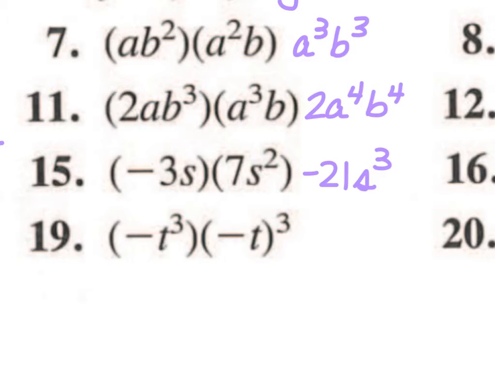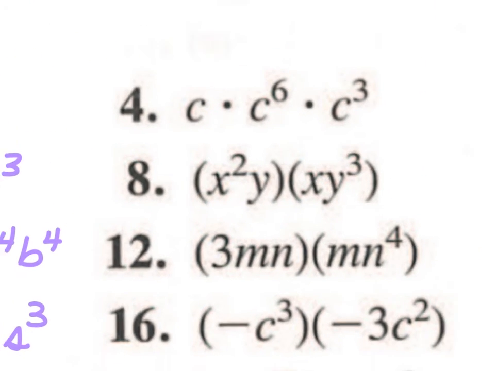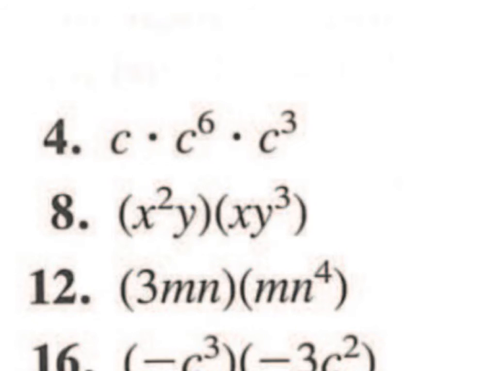The negative t cubed times negative t to the 3rd power, you got to figure this one out. So this 3 goes to both. This is going to be a negative t cubed. So when we multiply those together, it's going to become a positive t to the 6th power. For 4, you have c times c to the 6th power times c to the 3rd power. So this is going to be c to the 10th power.